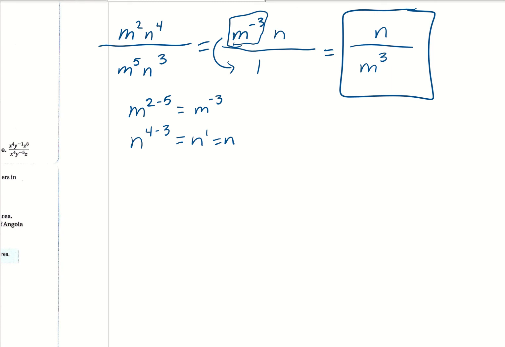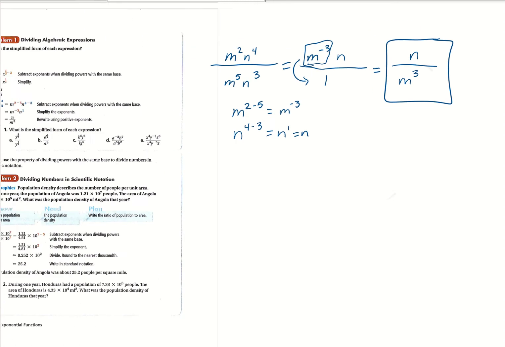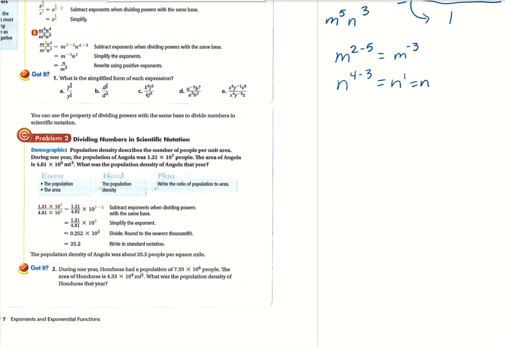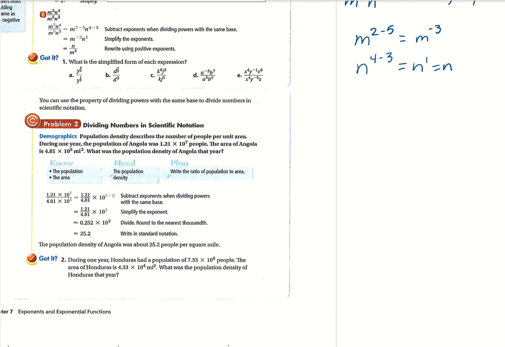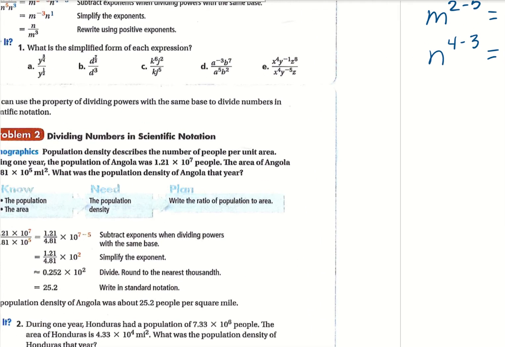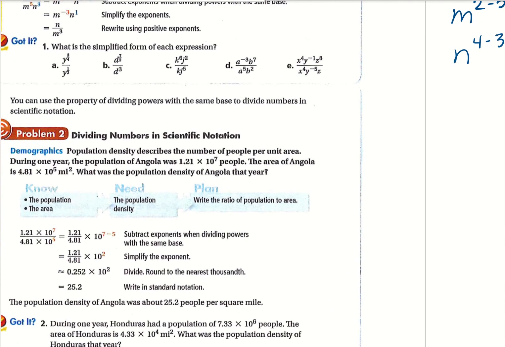We just want to simplify it as far as we can, just like we've done in the past with multiplication. I want you to go ahead on your own and try out the got it problems B, C, and D. Then after that we'll go ahead and move on.